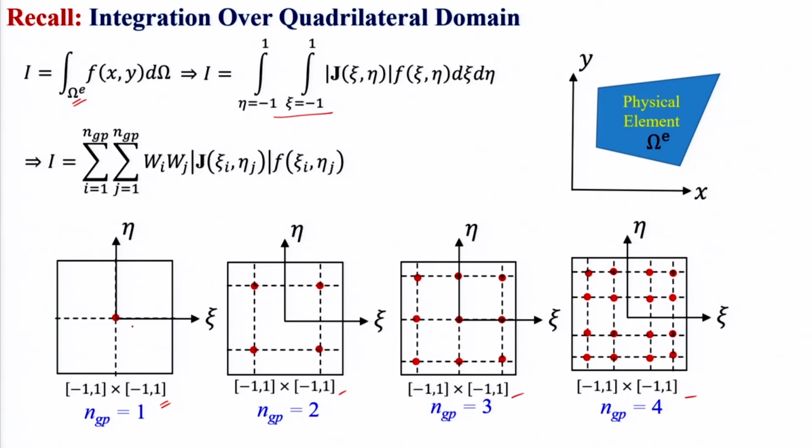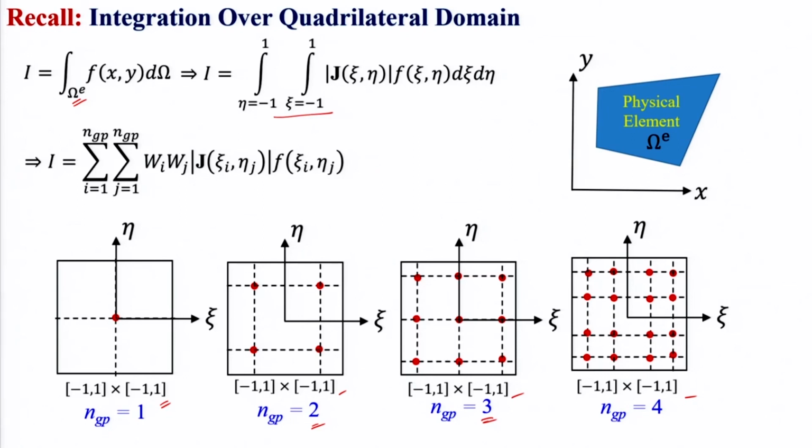For this, it is 1-point integration. Our integration point is 1. It is 2-point integration. NGP is 2, means we have 2 points in xi direction, and 2 points in eta direction. The total number of points are 4. Similarly, Gauss 3-point rule means in xi direction you have 3 points, and in eta direction 3 points, and total number of integration points are 9. So we know this. This is how this integration can be done.